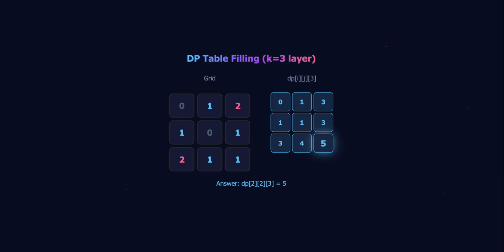Let's visualize the DP table being filled for our example. Watch as each cell gets computed from its dependencies.